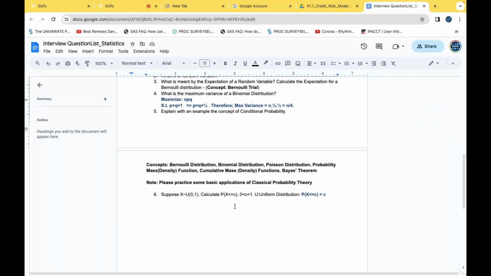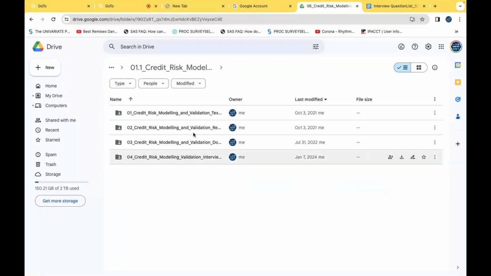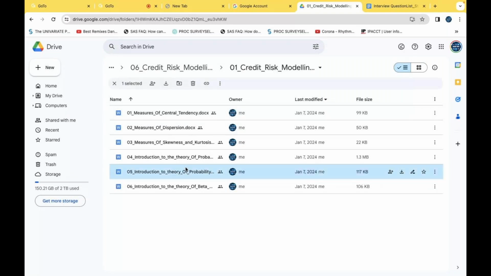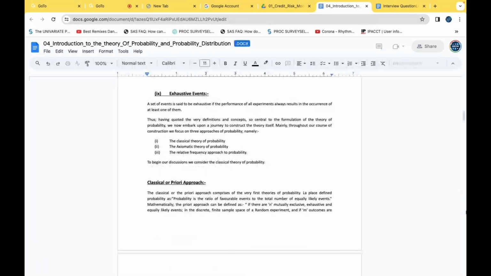When I talk about please practice, for example in the section for probability distribution, we had mentioned that please practice some applications of classical probability theory. Now the question is, from where do I practice those sums or those applications? If I come to this particular portion, introduction to the theory of probability, you have some basic applications described here.